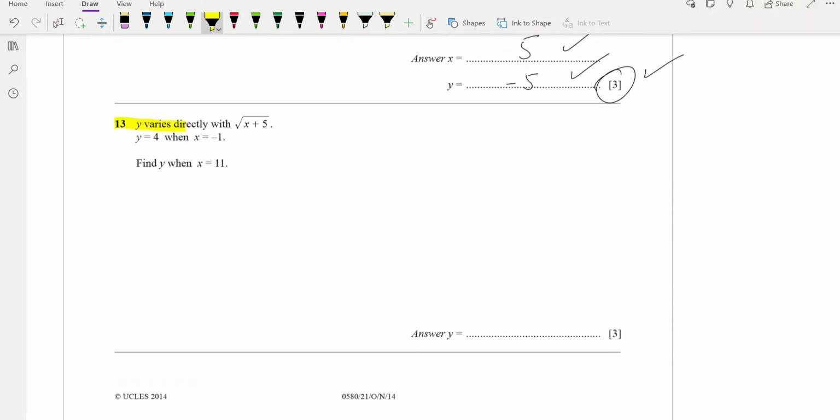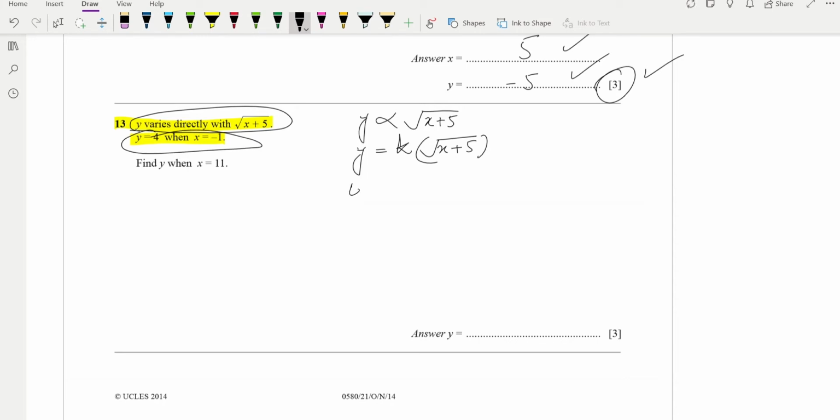Question number 13, y varies directly with square root of x plus 5 and y is equal to 4 when x is equal to minus 1. So we can write this one, y varies directly with this one, we can write in equation form, y varies directly as this one, and we will change the proportionality sign into equality, and we will use k constant for proportionality, and x plus 5 this one, and now we can use these two values.